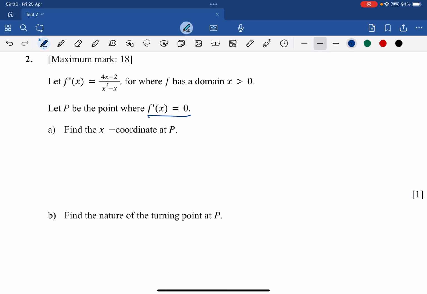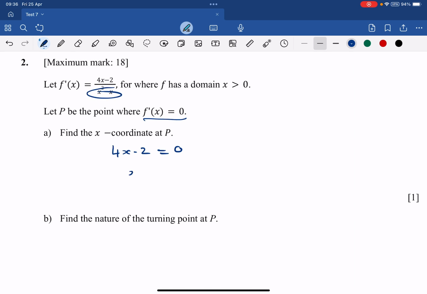So we can basically make it 4x minus 2 equal to 0. Just forget about that bottom part, we don't need it. x equals 2 over 4, so x equals a half. So 1 point, either right or wrong. So this point, x equals a half, is a turning point. So that means it's either a point of inflection, maximum, or a minimum.